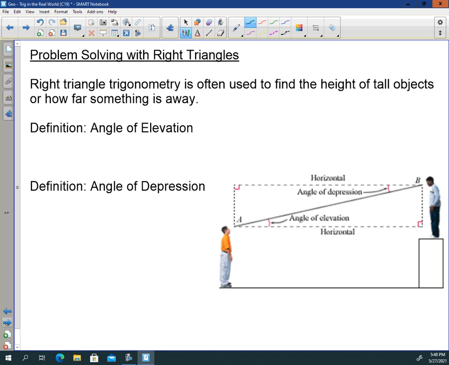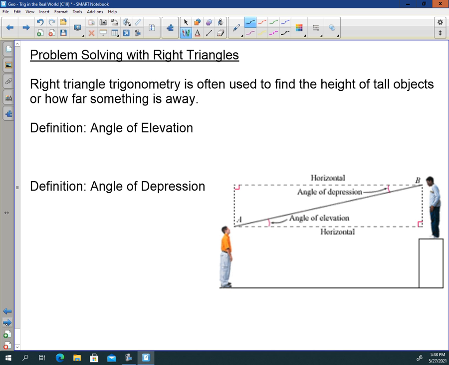Right triangle trig is often used to find the height of tall objects or how far something is away, but it's used for much more than that. Right triangle trig shows up in so many things I just can't even tell you. In fact, I've been telling you that it's so prevalent that it's in your calculator. The sin, cos, and tan buttons are in every scientific calculator because practically everybody who has anything to do with angles or finding out how tall something is or how far away something is uses trig at some point of their life.